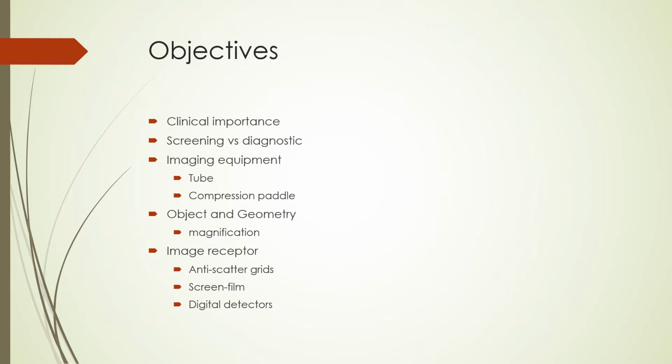Students will learn about the imaging equipment from the X-ray tube point of view and be able to identify and discuss its associated parts. From the object point of view, students will learn about geometric effects as well as compression and its importance to object appearance. At the image receptor end, we shall learn about the anti-scatter grid and image receptors like screen film systems and digital detection systems, and then end with a few questions.